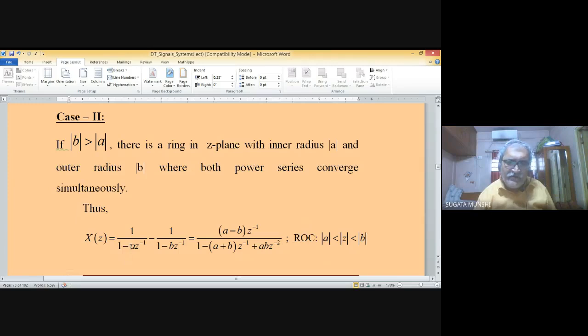Now please try to find out whether, if I add these two terms, do I really land up with such an expression? Please check that. Is that expression correct?